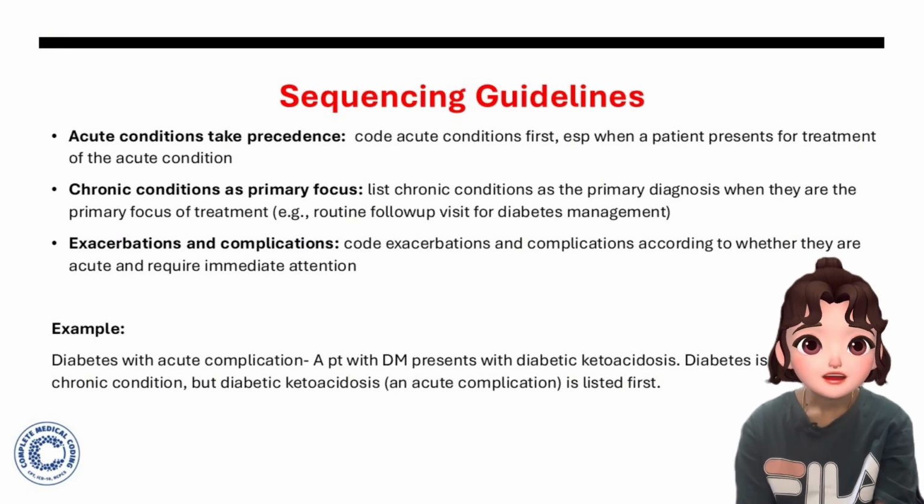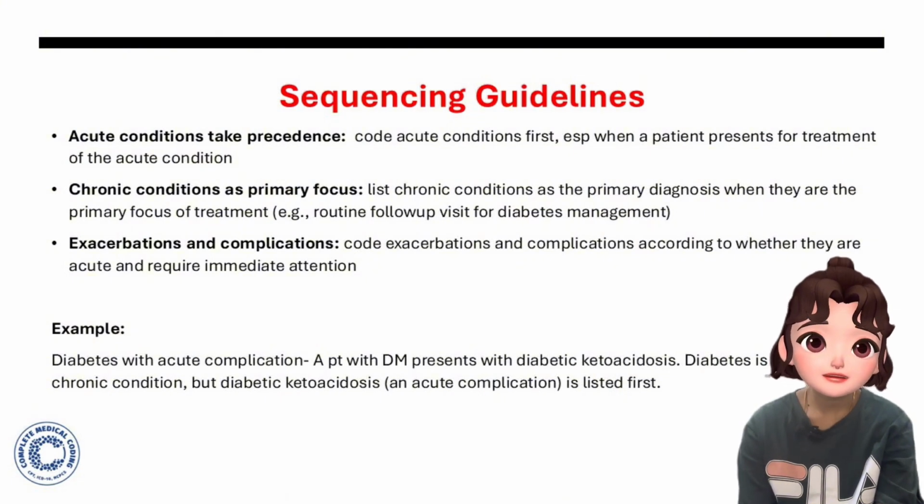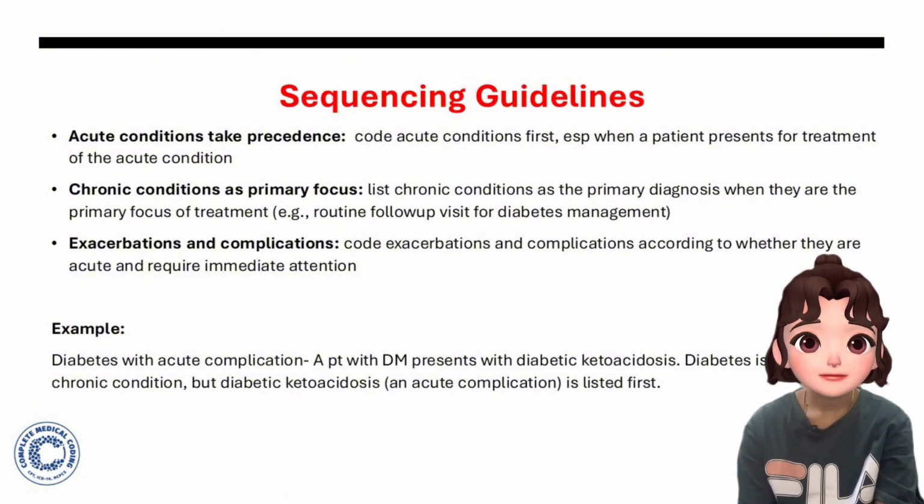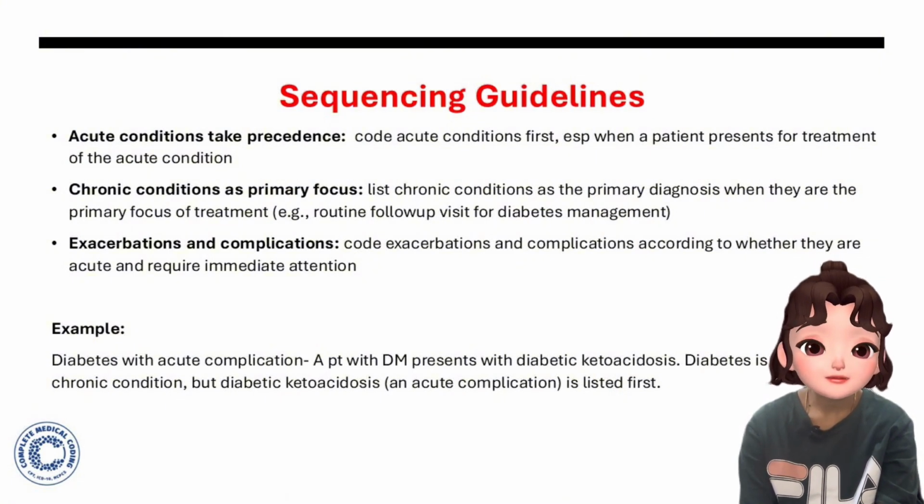Now, chronic conditions as primary focus. When will we code chronic conditions as the primary? List chronic conditions as the primary diagnosis when they are the primary focus of treatment. For example, routine follow-up visit for diabetes management. So when will we code chronic as the primary diagnosis?